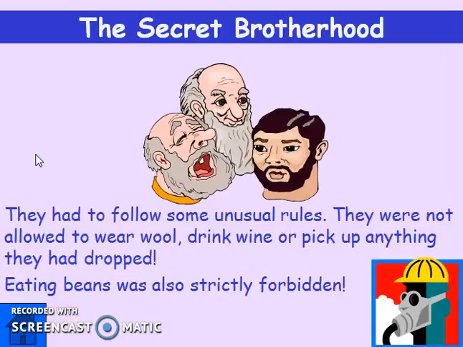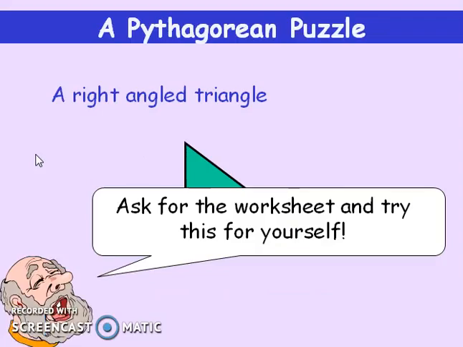Okay, they also had to follow some unusual rules, which are they were not allowed to wear wool, drink wine, or pick up anything they had dropped. Eating beans was also strictly forbidden, but that is okay for us, but not drinking wine. That's not okay for our health. Okay, we move to the Pythagorean puzzle.